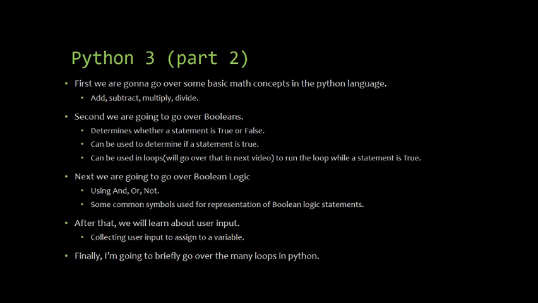Next, we're going to go over Boolean Logic using and, or, and not. And basically comes back true if both statements are true, or comes back true if one or the other is true, and not brings back the opposite of what the statement entails. So if the statement is like 2 is equal to 2, which normally would be true, if you use not, 2 equals to 2 would be false.